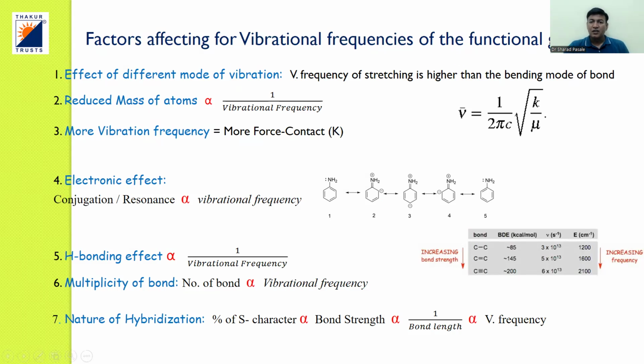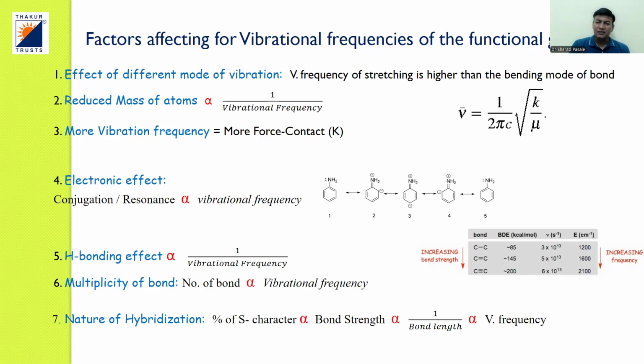First factor: the bending frequency is smaller than the stretching frequency, right? Bending is smaller, and stretching requires more frequency. Then the reduced mass of the atom is inversely proportional to the frequency. Okay, this is another criterion. Then more vibrational frequency means more force constant, which we discussed in the last slide, right? Single bond, double bond, and triple bond like that.